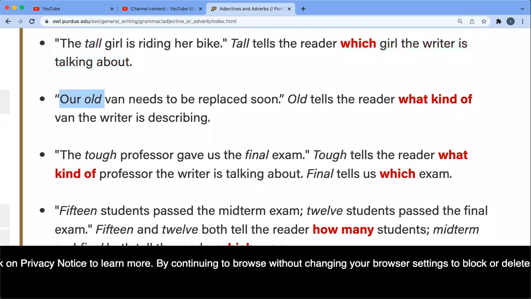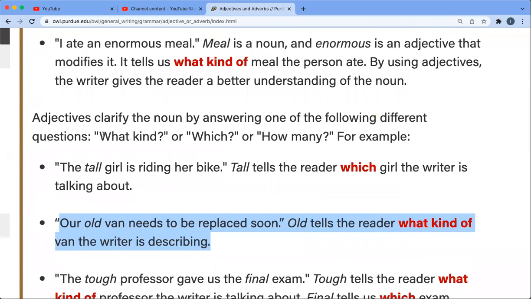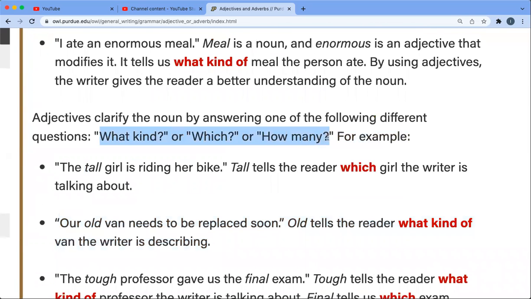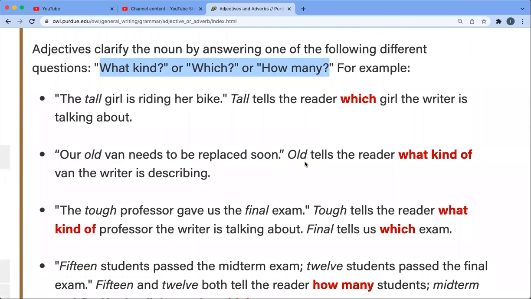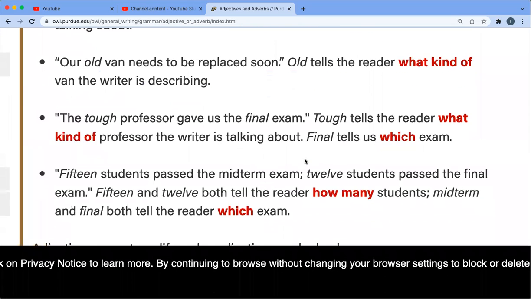The next sentence, if you pay attention, you can pause the video anytime that you would like. You can share these videos with your friends as well. Our old van needs to be replaced soon. Old tells the reader what kind of. So those few questions of what kind, which, and how many appear in the answers of the adjectives that you need to use to intensify the meaning of your sentences.